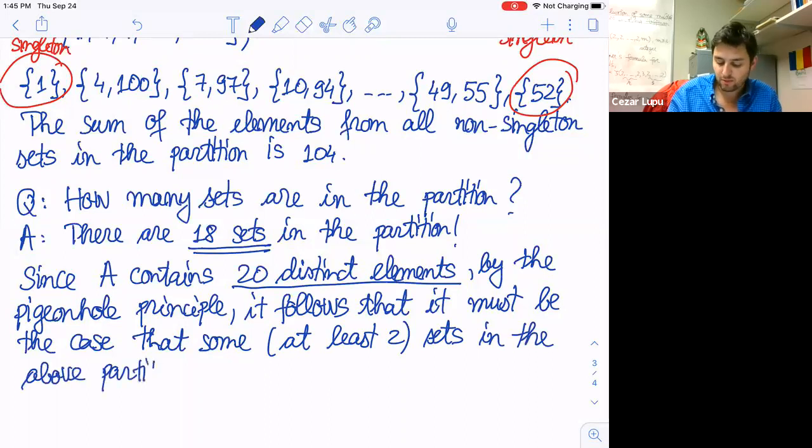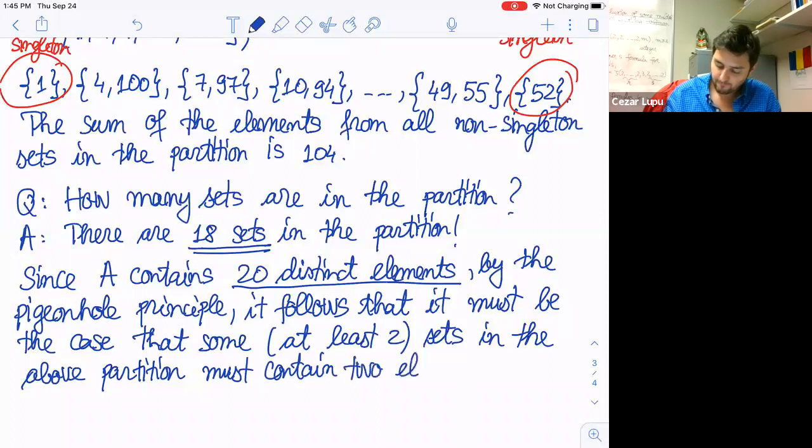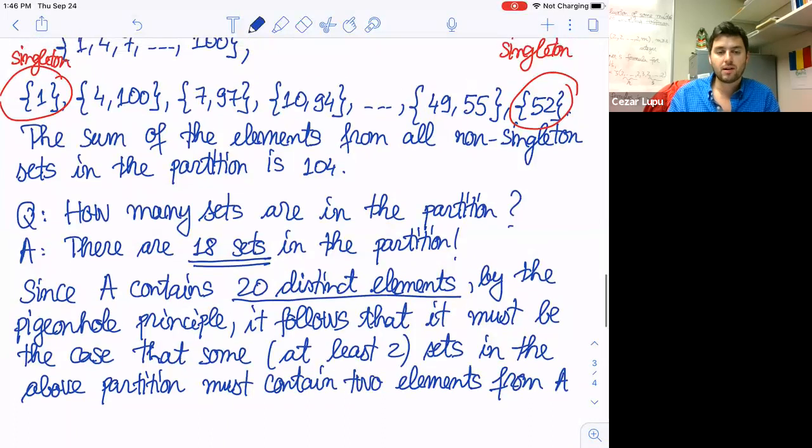You see, you have to write everything in words here when you solve a combinatorics problem, so that things will be even clearer. So at least 2 sets in the above partition must contain two elements from A, right? And if you look at the sum of these 2 elements from A, it will always be 104, right?